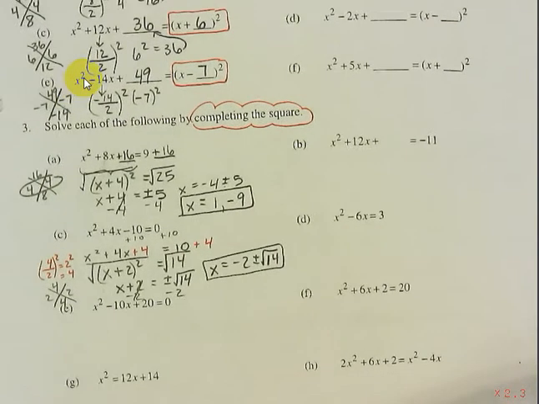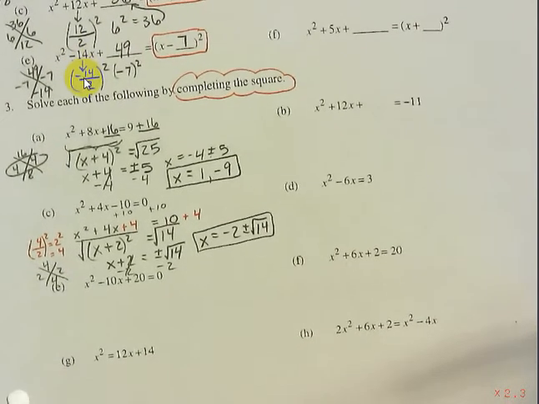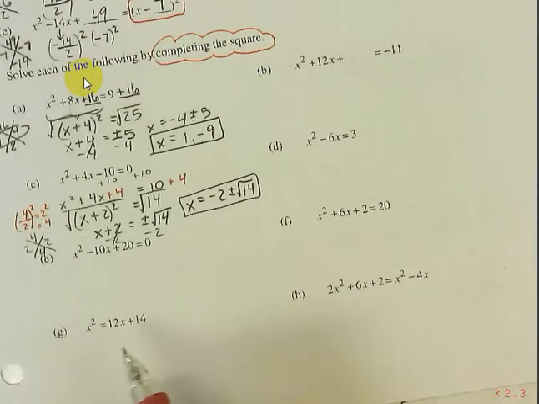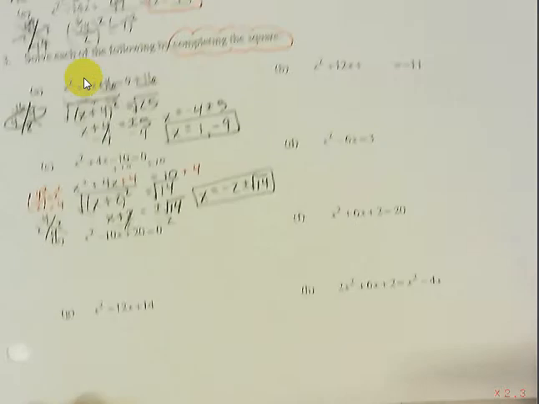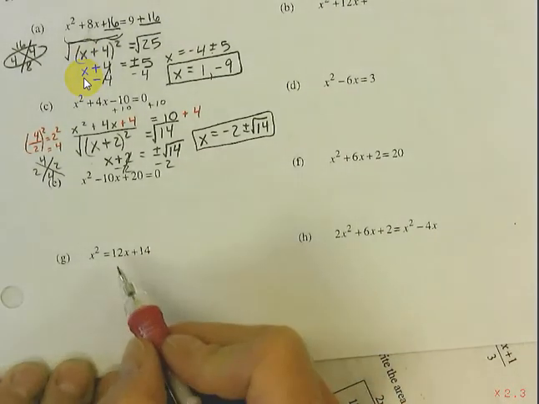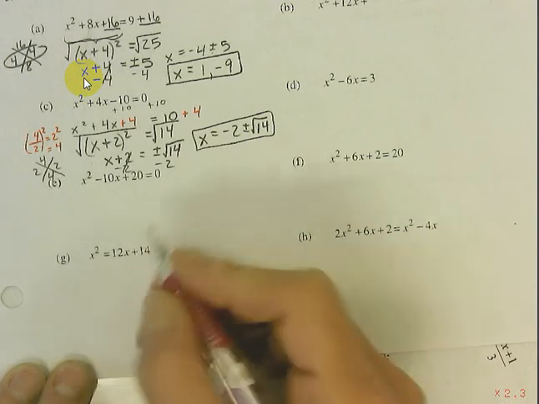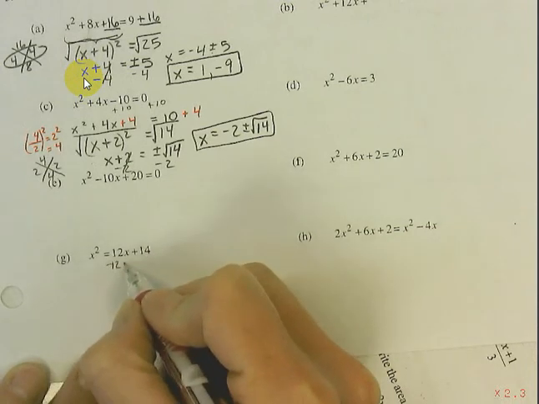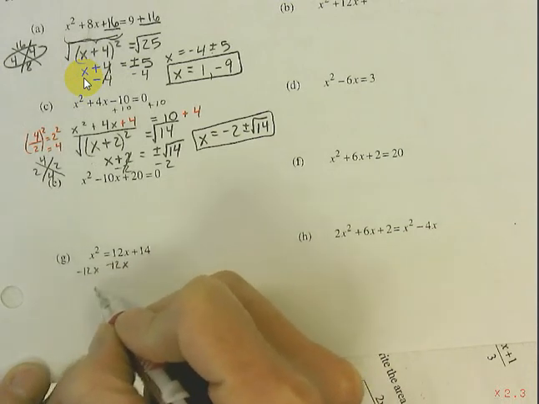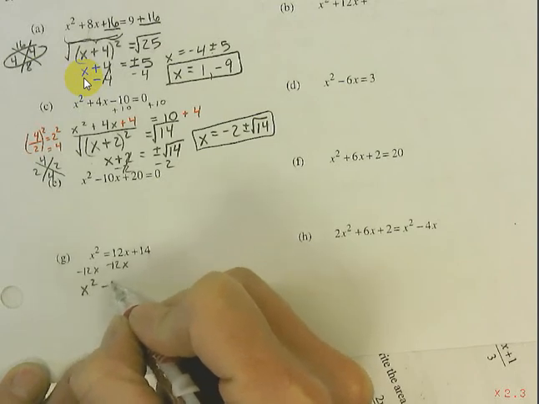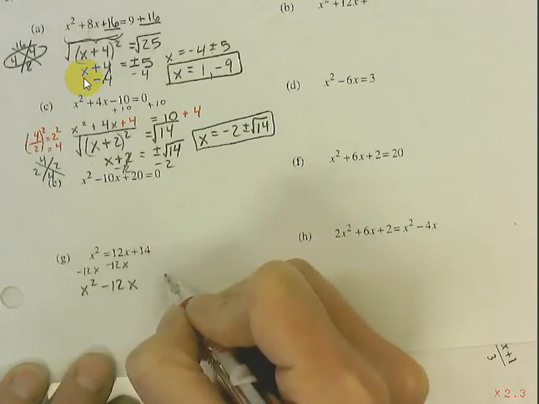Okay, and let's try one more. I'll try a hard one with you. Letter G, down at the bottom. So the constant's already on the right-hand side. Let's move the 12x over to the same side as the x squared. So I'm going to subtract the 12x over. X squared minus 12x, leave a space, equals 14.